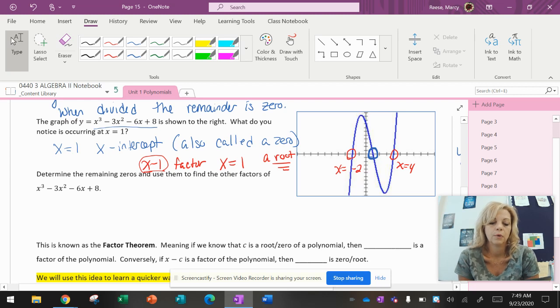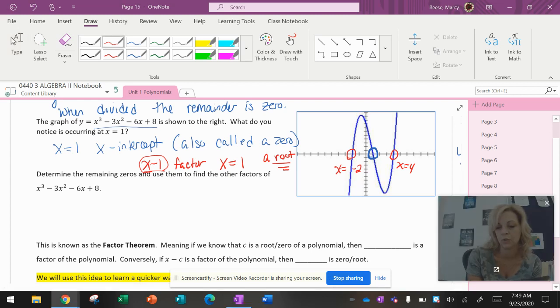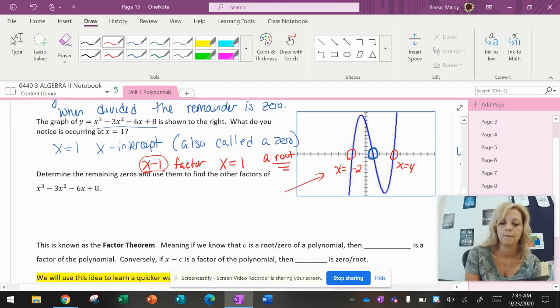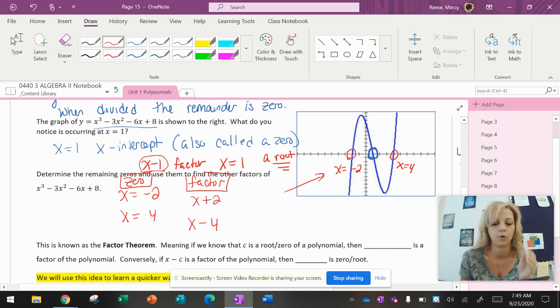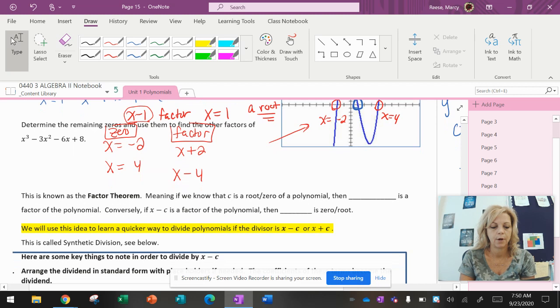All right, so it says determine the remaining zeros and use them to find the other factors. Well, we just did that. We found those remaining zeros. X equals -2 is a 0. X equals 4 is a 0. So I'm going to put 0 here, right? And then the factor of that is the opposite. So x plus 2 is the factor. X minus 4 is the factor for that one. Okay, does that make sense? Hopefully it's coming back. We'll have other opportunities to see it. Trust me, I've got some more for you coming up.